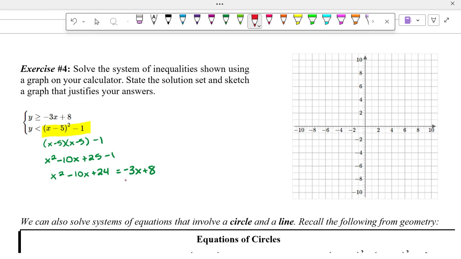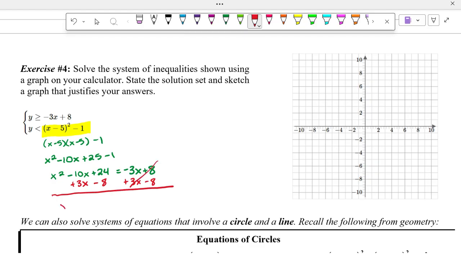So if I do that, I would add the 3x to both sides. Don't worry about it right now. We're just setting them equal right now so we can find the points of intersection. These signs will come in when we graph it, but first we've got to find the points of intersection. Now you could do it in Desmos, but I want to also show you guys how to do it by hand so you get used to it.